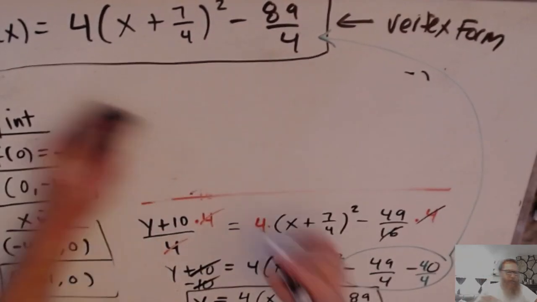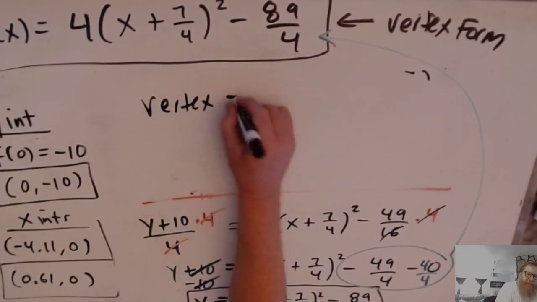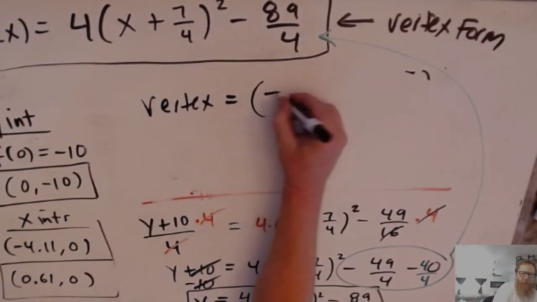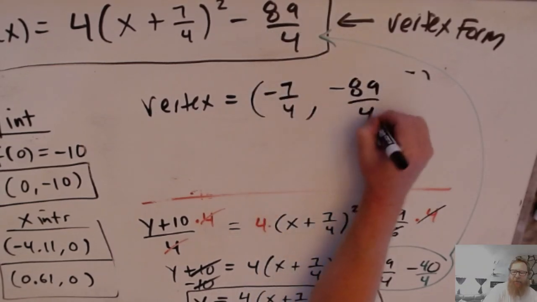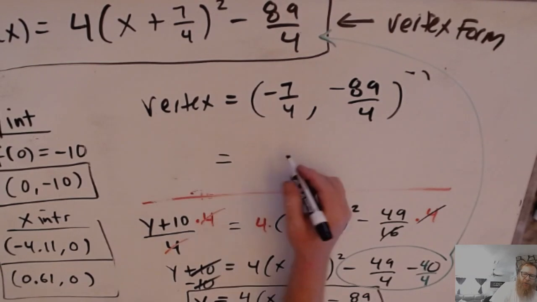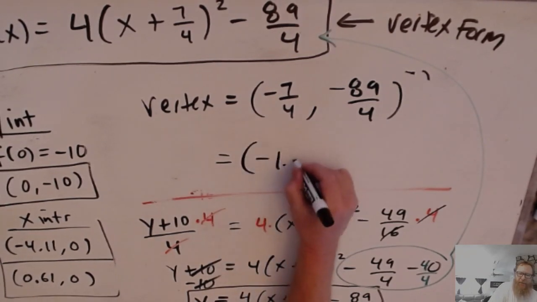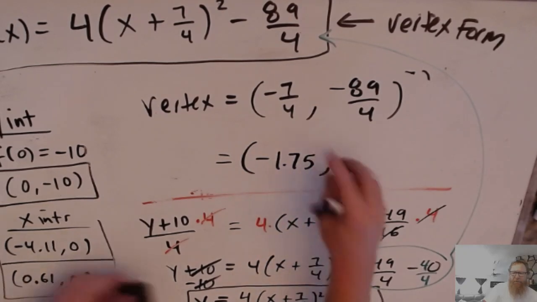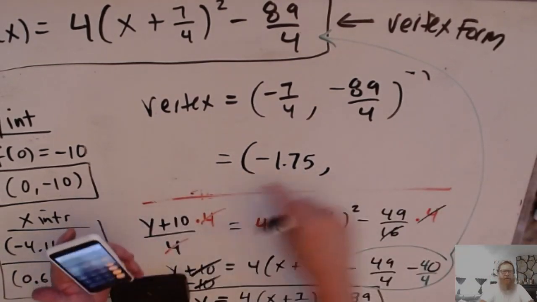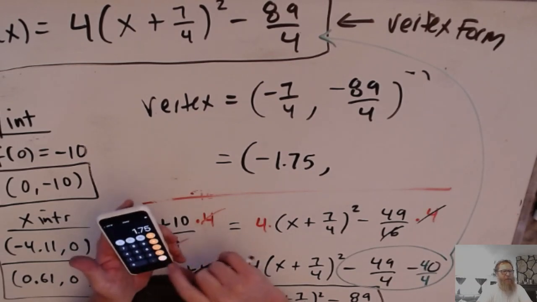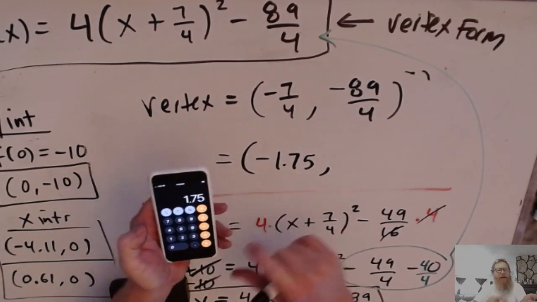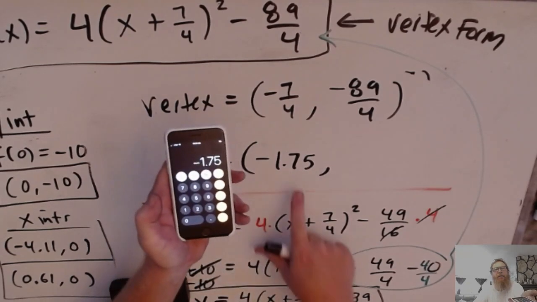All right, so we're done with this problem. The vertex is the opposite of 7/4, so negative 7/4 and exactly 89/4. I want you to do 2 decimal places. So that'll be negative 1.75. You could probably do that one in your head, right? 7 divided by 4. Yeah, 1.75. Negative, of course. Negative 1.75.